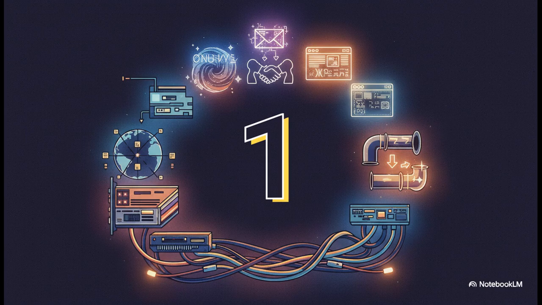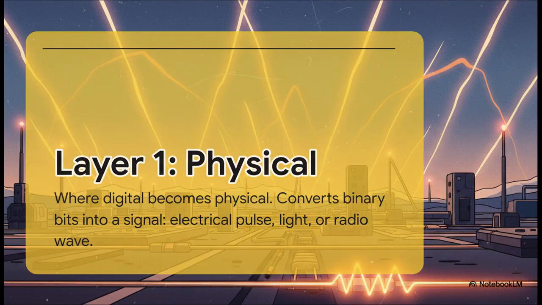And finally, we've made it. We have arrived at the bottom of the stack. Welcome to layer 1, the physical layer. This is where the digital becomes physical. It's really cool. The physical layer takes all those ones and zeros and converts them into an actual physical signal. An electrical voltage for an Ethernet cable, a pulse of light for fiber optics, or a radio wave for Wi-Fi. This is where the bits literally hit the wire.